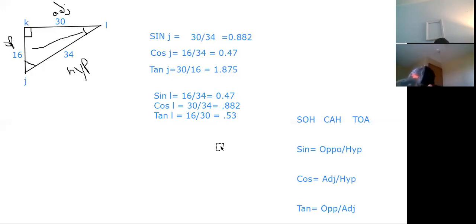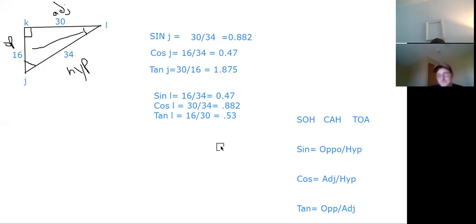Okay. 17 and 18. That's all you have to do. I'm going to let you do those on your own. All you have to do is label your opposite and adjacent for J, and then erase them, and label opposite, adjacent and hypotenuse for L, and do the fractions and divide them. If you want to, stay on here in case you have a question, or you can log off and finish them yourself. All right, I'll just log off and do them.